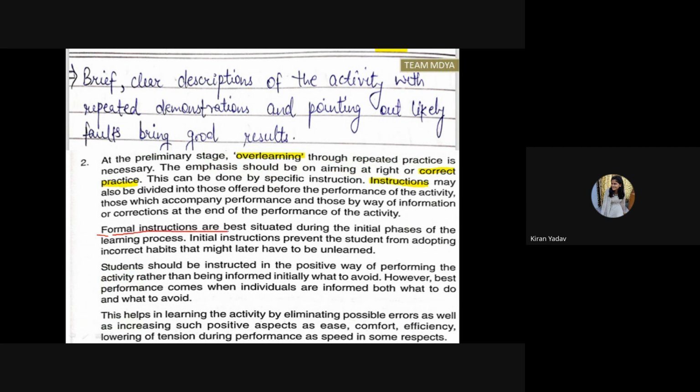Formal instructions, you can read, are best suited during the initial phases of the learning process. Initial instructions prevent the student from adopting incorrect habits that might later have to be unlearned. Yes, ma'am. Got it, ma'am.